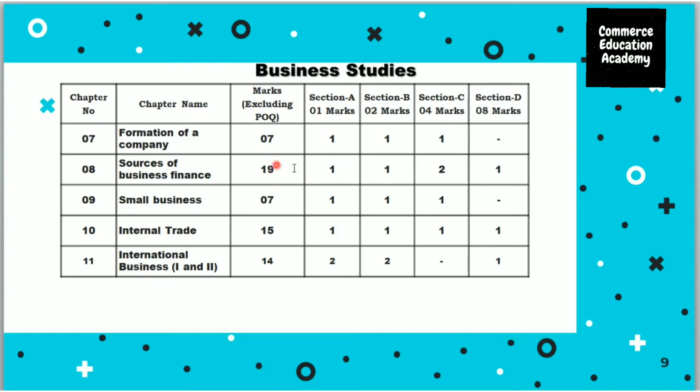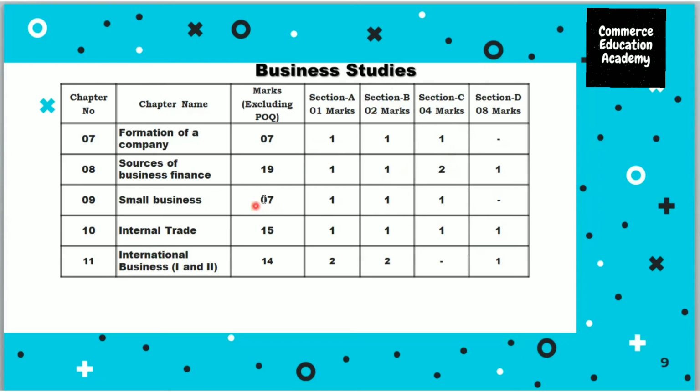Now, next chapter, 19 marks weightage. So from all the sections, you have questions. From section A, one question, from section B, one question, and from section C, 2 questions. So 4 plus 4, 8 you have. So 2 questions from here. And from section D, only one question, 8. So 8 plus 8 plus 2 plus 1. So total weightage is 19.